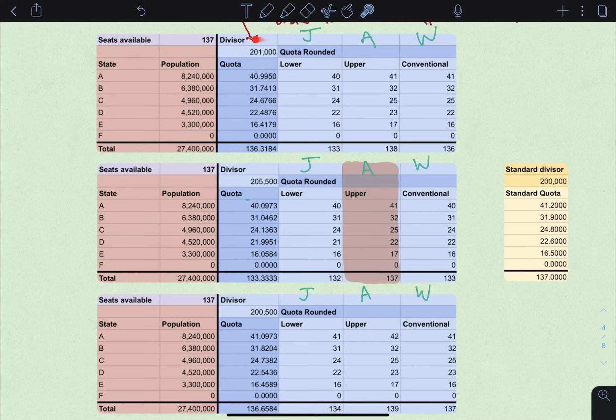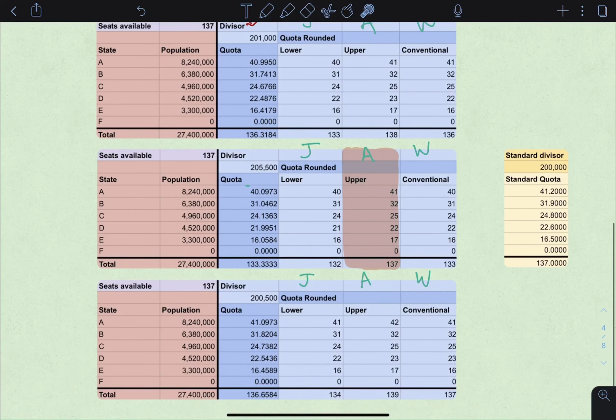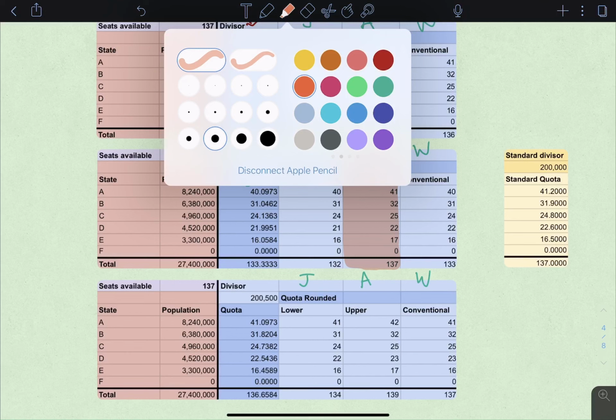The representatives need to do less work. They need to represent fewer people, because we're going to have room for one more representative. And so decreasing the divisor to 200,500 means that the populations divided by that divisor produce quotas that, when rounded under a conventional rounding scheme, so 41.09 will go to 41, whereas 31.8 will go to 32, produce a list of numbers that sum together to 137. And so that's how you know that that is an appropriate apportionment.